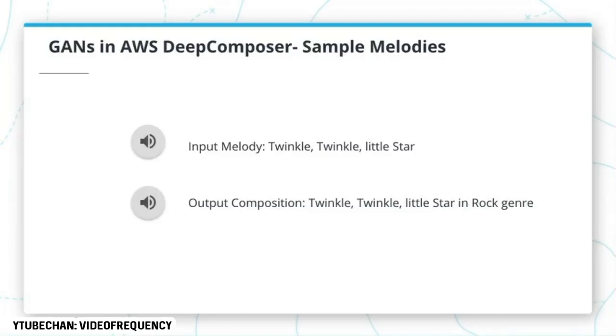The second sample is the output created by the GAN model. Taking a single track piano input, the model has created a multi-track output by adding accompaniments in the rock genre. Let's listen to the output composition.